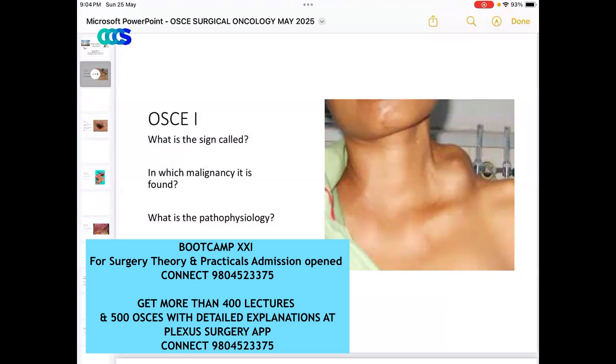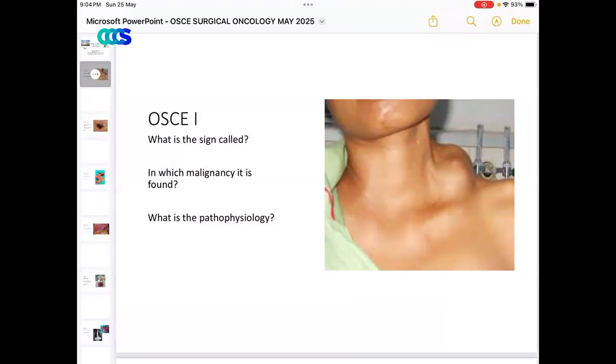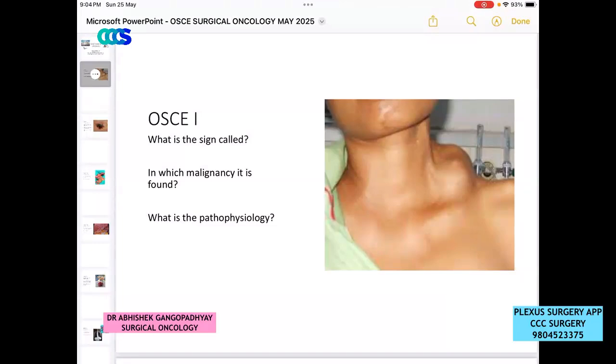Can you tell me which level of lymph node this is? Level 4. Yes, very good. This is a level 4 lymph node. So which are the malignancies we would likely find with a left level 4 isolated lymph node? Now, Troisier sign is when you have an isolated left level 4 lymph node, the pathophysiology of which is different from other cervical lymphadenopathy. So, can you highlight which are the malignancies where this is commonly found?